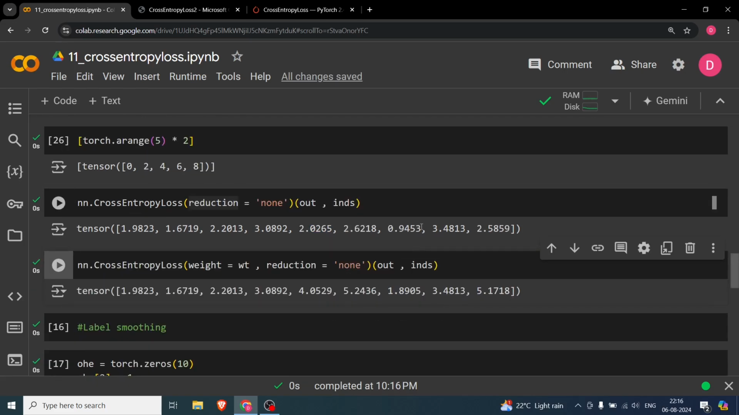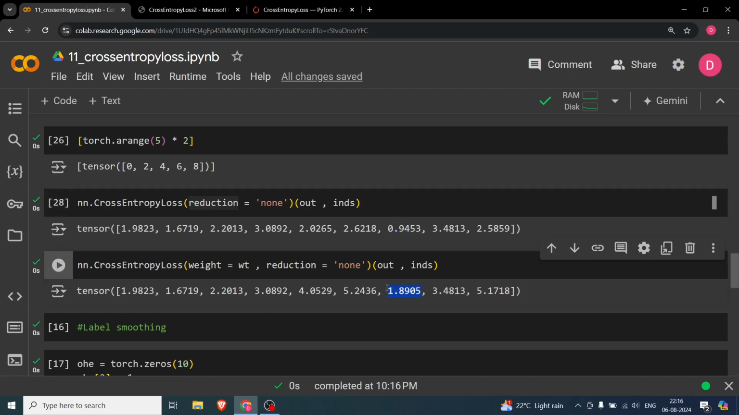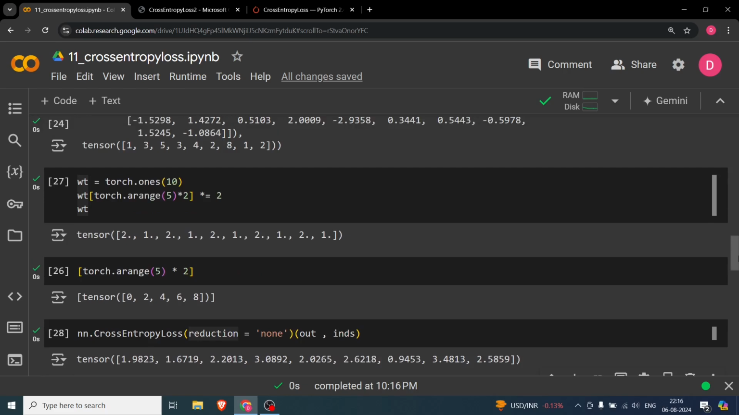Again you can see over here, same example: 0.9453 has been multiplied by 2 and this has come. However, this still remains as 3.4813 only. Now how do you know?